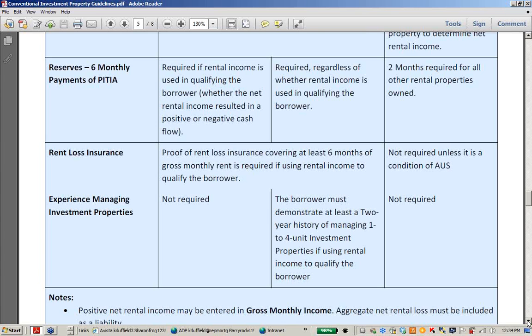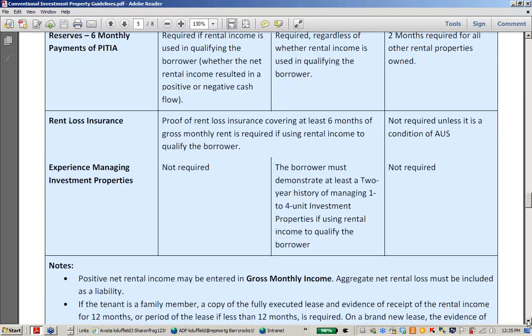The borrower must demonstrate at least a 2-year history of managing 1 to 4 unit investment properties if using rental income to qualify the borrower. Excuse me, we're talking about experience managing rental. I'm sorry, you guys, I just got totally sidetracked. So experience managing investment properties is not required if they are purchasing an owner-occupied multi-unit. If they are purchasing an investment property, the borrower must demonstrate at least a 2-year history of managing 1 to 4 unit investment properties if using rental income to qualify the borrower. Sorry, didn't mean to get off track there.